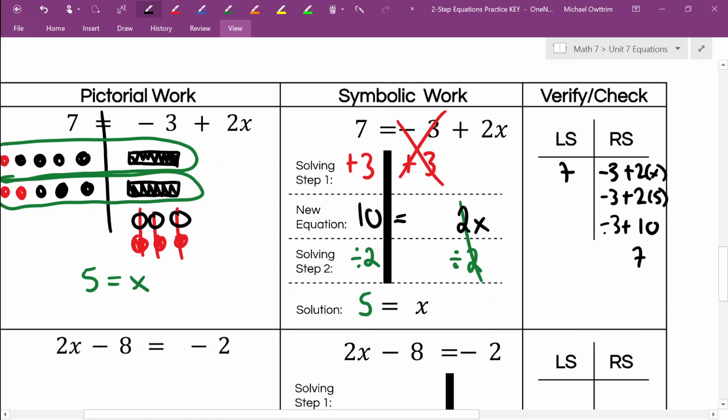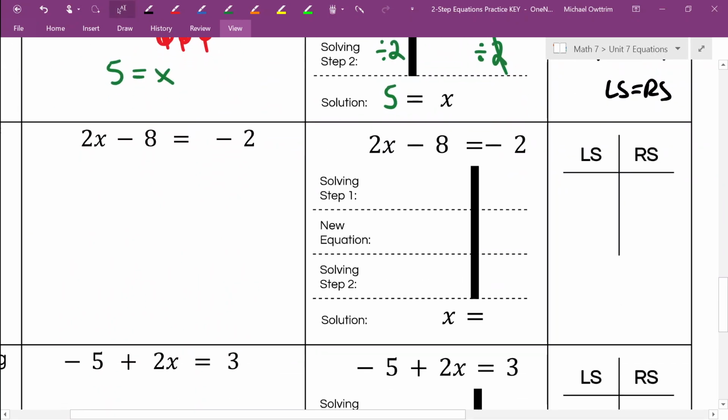10 take away 3 is 7. And we keep the sign of the bigger integer. 10 is bigger, and it was positive. So is 7 equal to positive 7? Yes, it is. And then our left side does equal our right side.